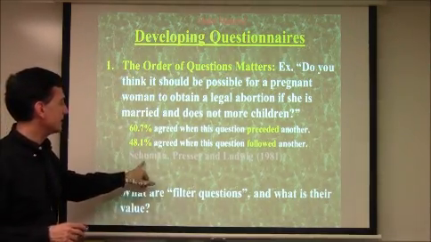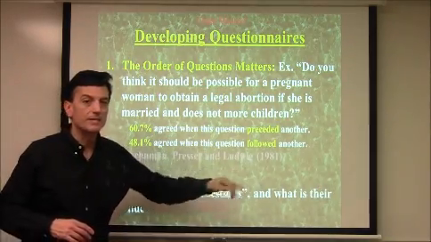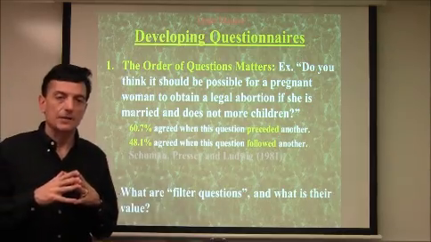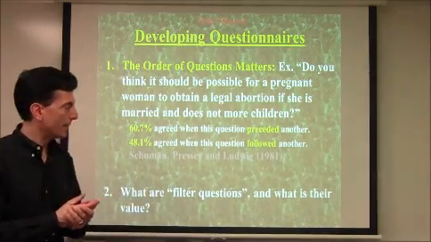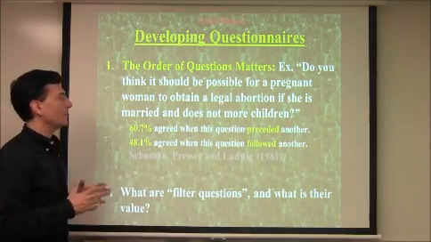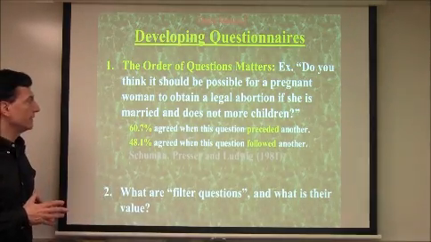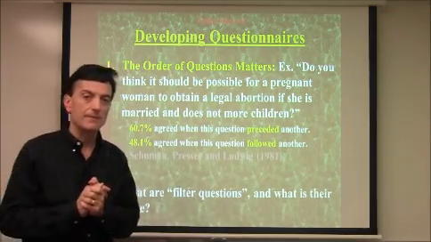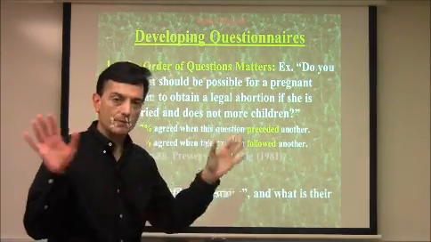Okay? So here's an example that you might find really interesting. This is a famous example by Schuman, Presser, and Ludwig from 1981. And it goes like this. They were asking questions about abortion-related issues. And one of their questions was, "Do you think it should be possible for a pregnant woman to obtain a legal abortion if she is married and does not want more children?" That would be the question that was posed to the respondents.